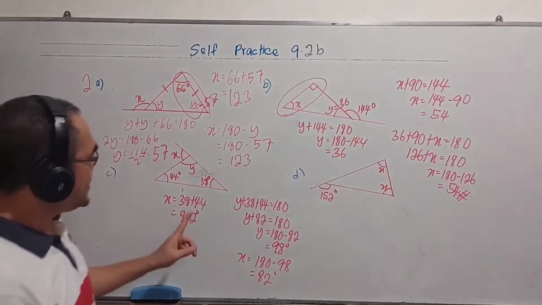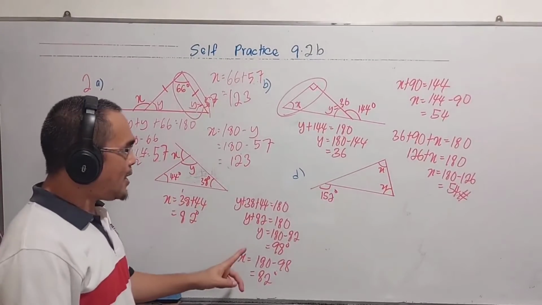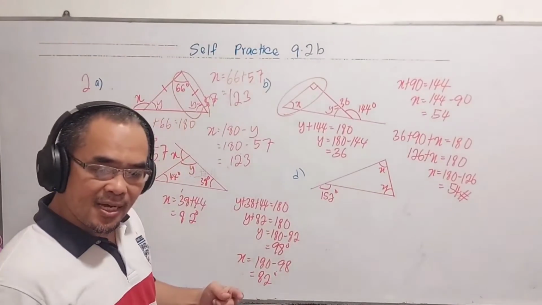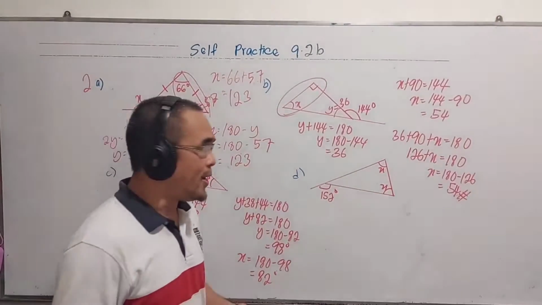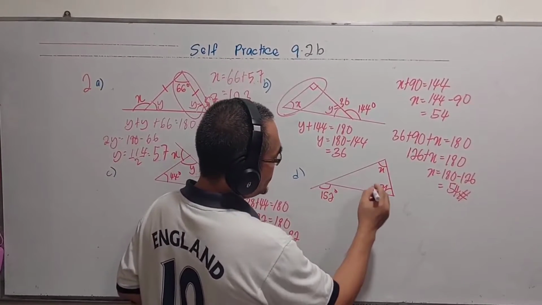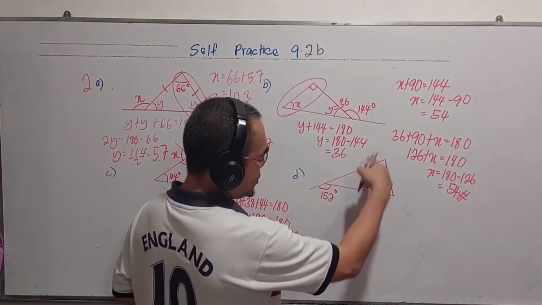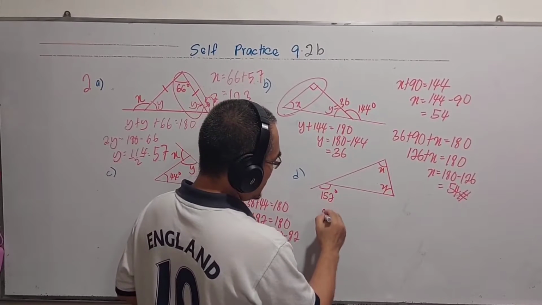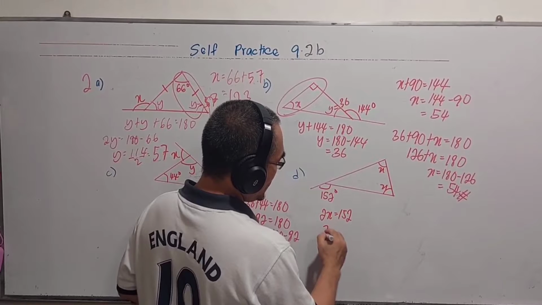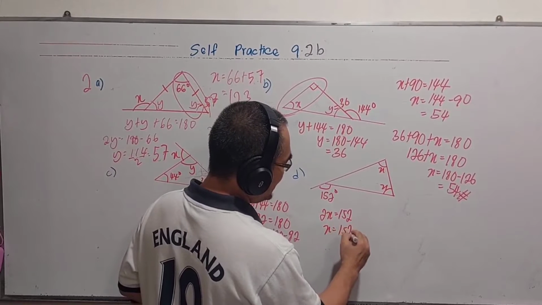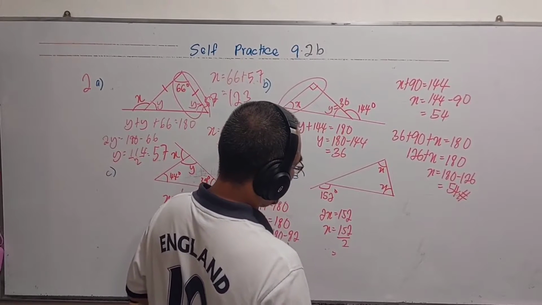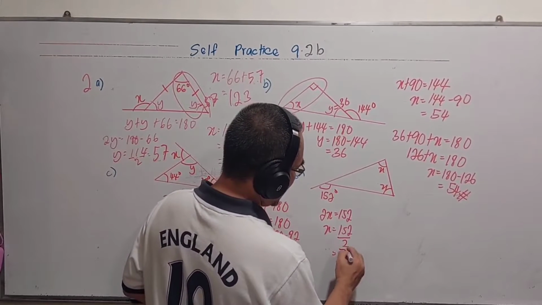Even though I'm teaching you this way, usually I use the concept that the total angle in a triangle is 180. So one of the ways, this 2x is equal to this one. So 2x is equal to 152. So x is 152 divided by 2, which is 76 degrees.